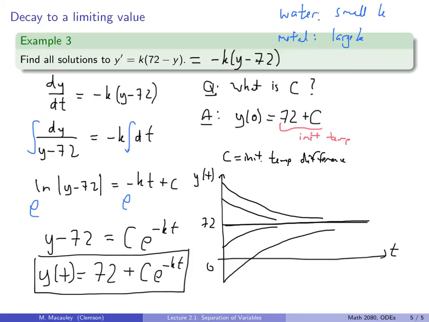Large K. So in this case, this goes to 72 slowly. That's supposed to be a 72, anyways. And this goes to 72 quickly.